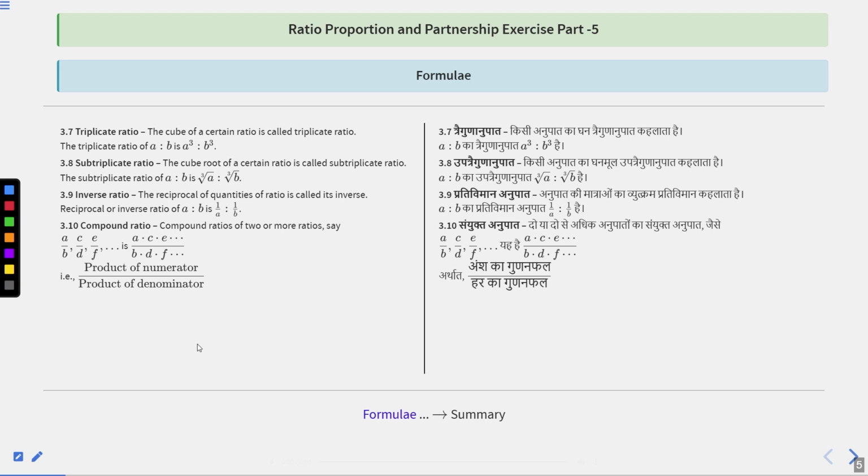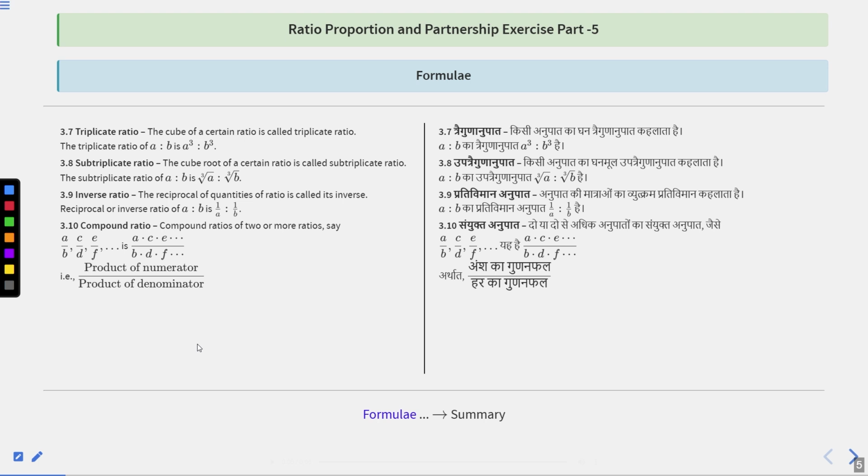Next one is subtriplicate ratio. The cube root of a certain ratio is called subtriplicate ratio. The subtriplicate ratio of A ratio B is equal to cube root of A ratio cube root of B. Inverse ratio. The reciprocal of the quantities of a ratio is called its inverse ratio. For example, if A ratio B is given, then 1 upon A ratio 1 upon B is called inverse ratio.